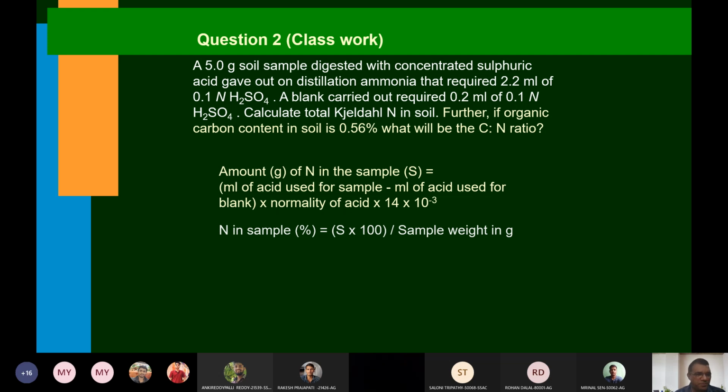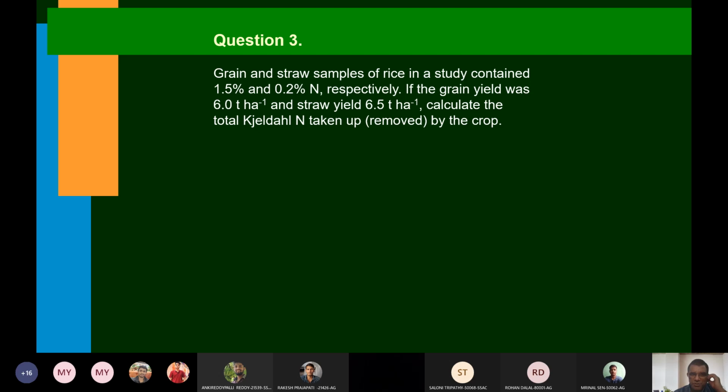So this is over. Now one more example I show you, like an exercise on this. A grain and straw sample of rice or any crop in study contained 1.5% nitrogen in grain and 0.2% in straw. If the grain yield was 6 ton per hectare and straw yield 6.5 ton per hectare, calculate the total Kjeldahl nitrogen taken up by the crop. Now you need to calculate the nitrogen uptake or nitrogen removal by 1 hectare crop of wheat. You have the data on grain yield, data on straw yield, and also nitrogen percentage in them.